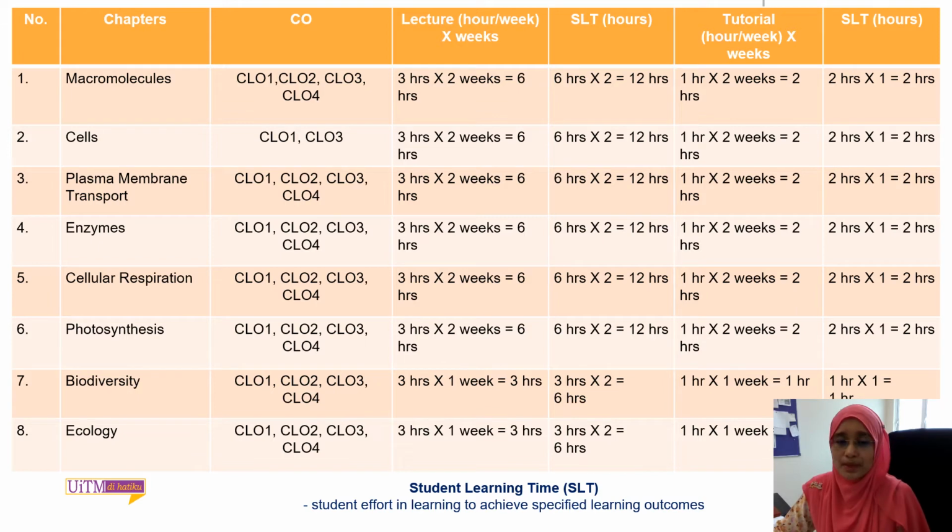So for every hour of lecture, you have to multiply by 2. Macromolecules have 6 hours of lecture, right? So 6 hours of lecture times 2 means that you have to study approximately 12 hours on macromolecules alone. It means that you have to always do your revision. Don't wait until the last minute, right? And then for tutorial sessions, you have 1 hour of tutorial every week.